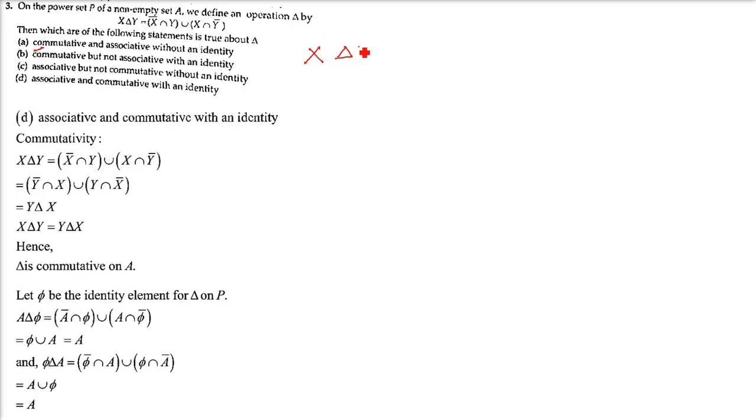So what is the expression? Let me write it here. X triangle Y is equal to X bar, that is the complement, that is all the values which are not there in X. This is X complement. For example, complement of 1 is 0, 0 complement is 1, like that. So X complement intersection Y, or X bar intersection Y union X intersection Y bar.